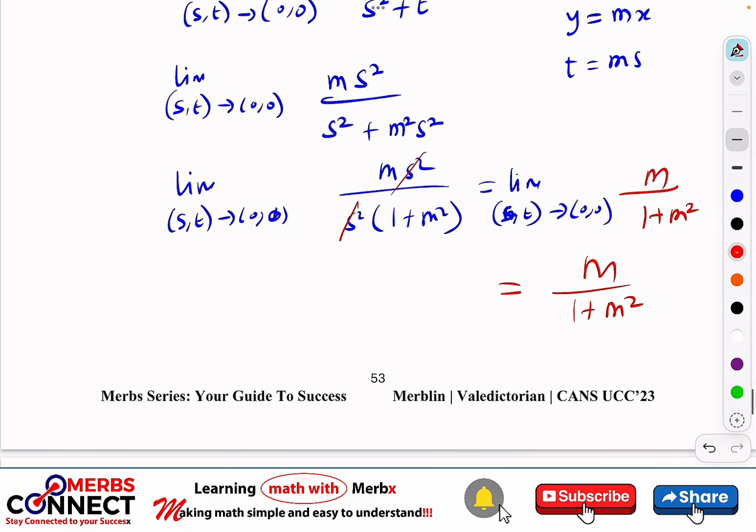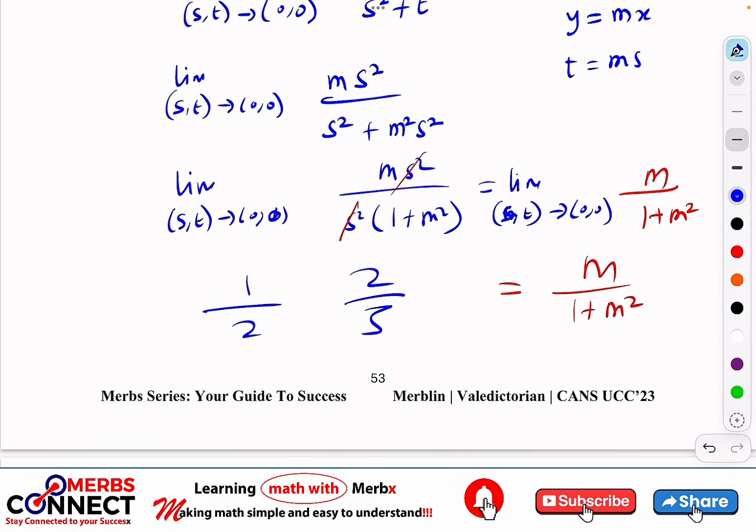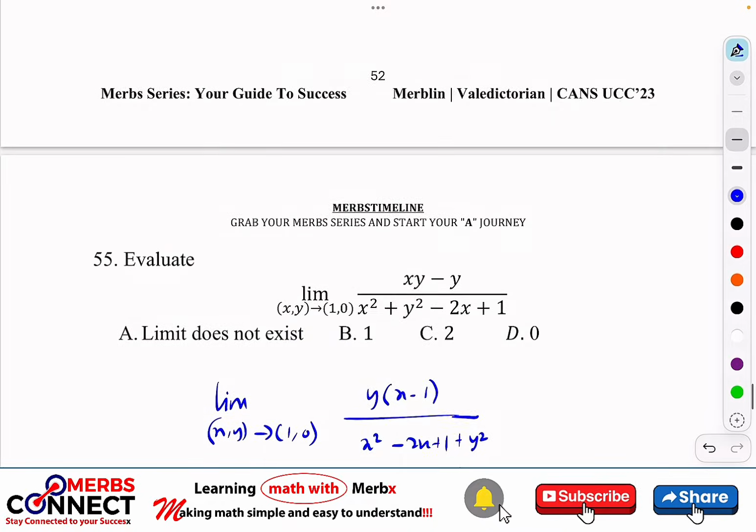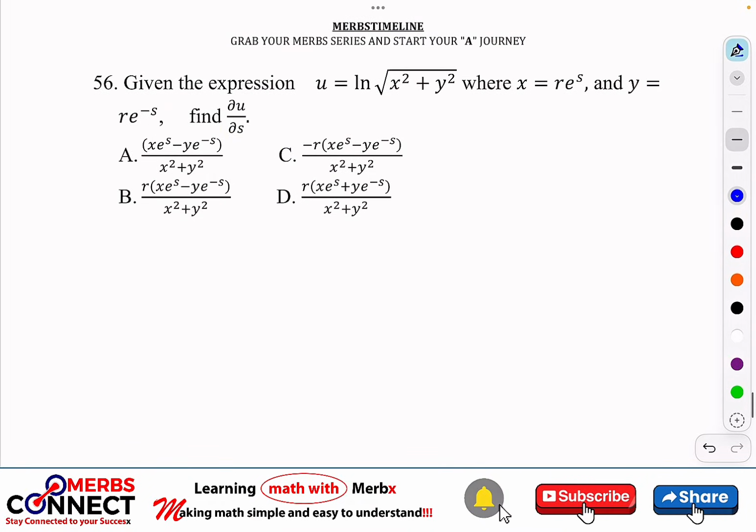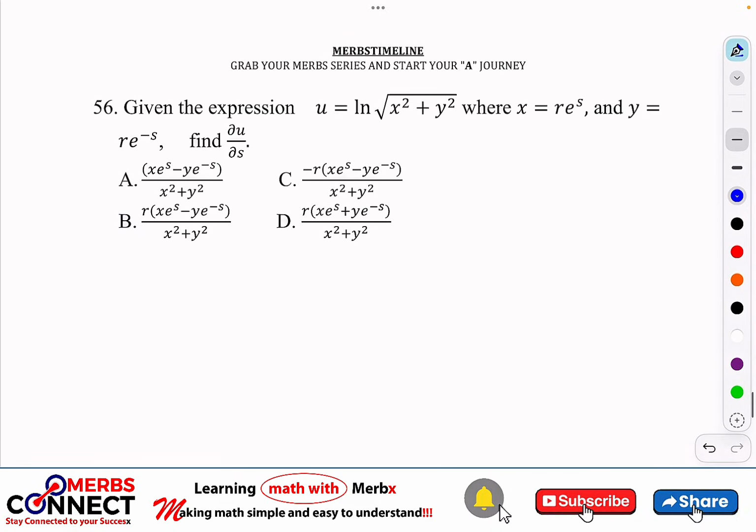So the limit is not going to exist because, let's assume that when m is 1, we are going to have 1 over 2. If m is 2, we are going to have 2 over 5. So the limit does not exist, right? Depending on m. So it means that the limit depends on m and this does not exist. Okay, this is nice.